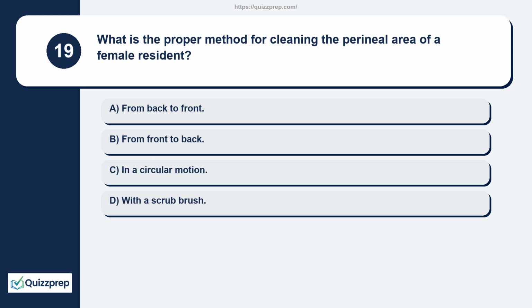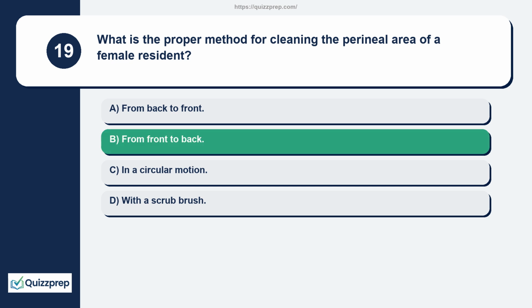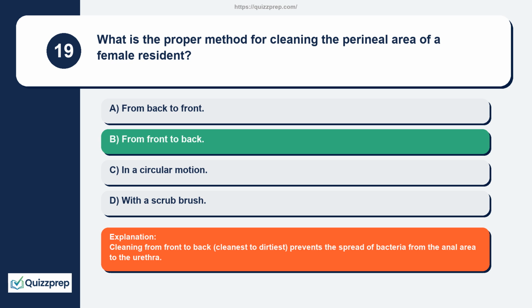Question 19. What is the proper method for cleaning the perineal area of a female resident? From back to front. From front to back. In a circular motion. With a scrub brush. Cleaning from front to back, cleanest to dirtiest, prevents the spread of bacteria from the anal area to the urethra.